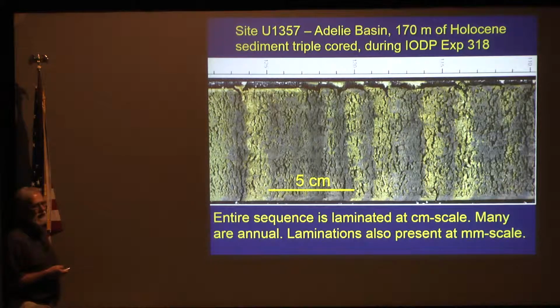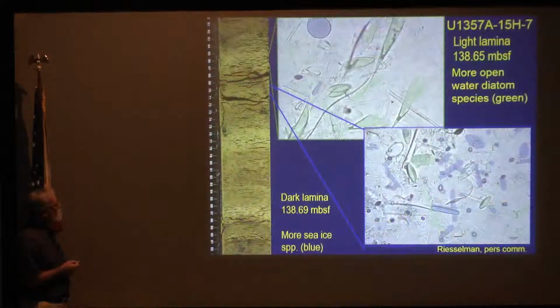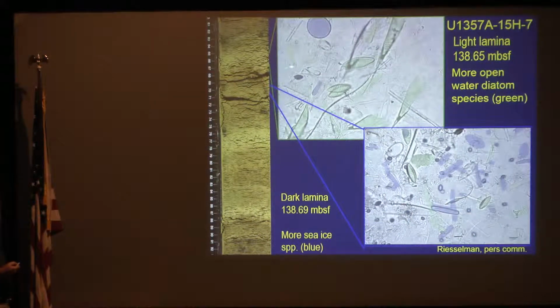So we actually haven't been able to count bands like Richard Alley did in Greenland. But we've done a lot of work on the laminae. This is some of the work that Christina's been doing, Christina Riesselman. And we know the light laminae have a lot of open water diatoms. She's color-coded them here in green. They don't really look like that. She photoshopped it somehow. And then the dark laminae have more sea ice-associated algae.